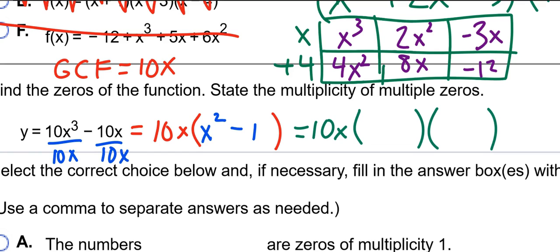Difference of perfect squares. Take the square root of each. Okay, so it's a difference of perfect squares. What do we do for a difference of perfect squares? Don't we take square roots? Yes. So that would be x and x. 1 and 1. Now what? Does it matter where I put them? No, it does not. As long as you have one of each.